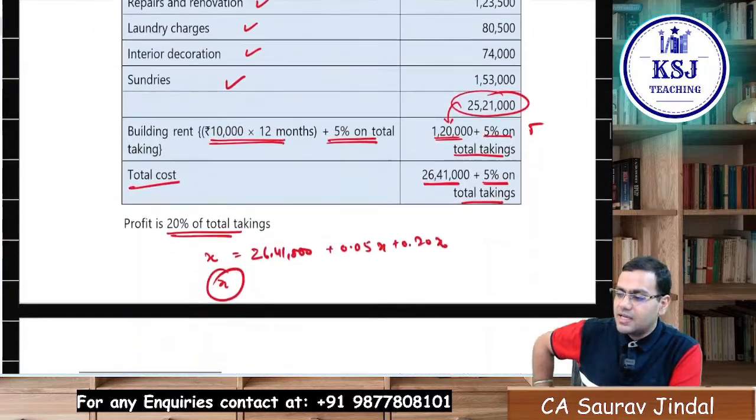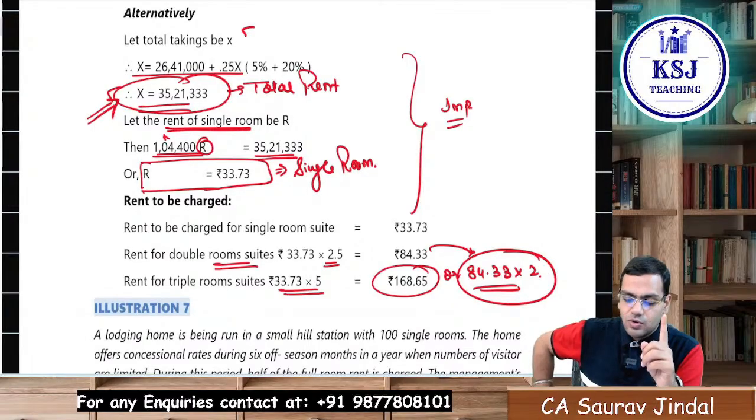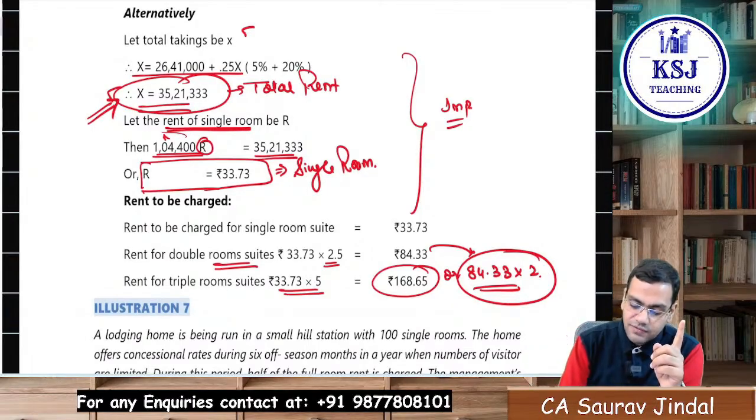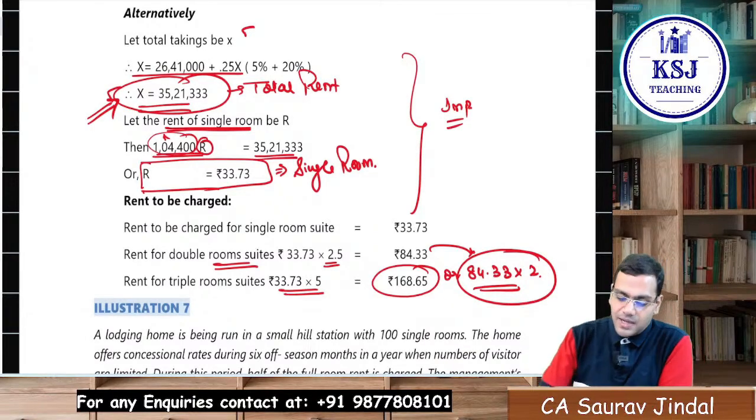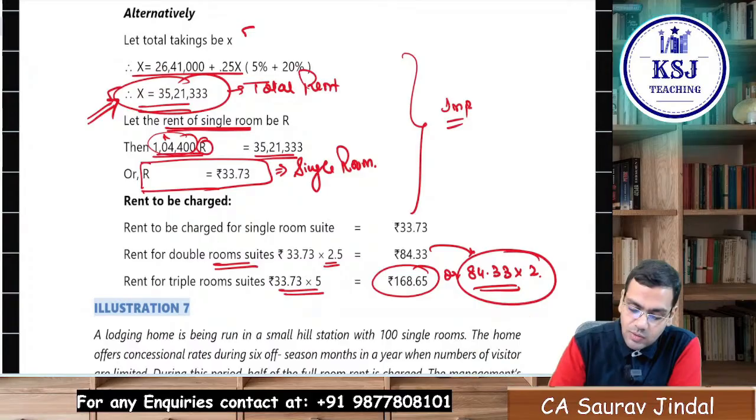R is basically the rent to be charged for one room, right? R is the rent of a single room. What is the number of rooms? 1,04,400. If you multiply the number of rooms with the rent of one room, you will get the total rent. Total rent is equal to this total sales value, 35,21,000. From there we calculate the rent of one room.